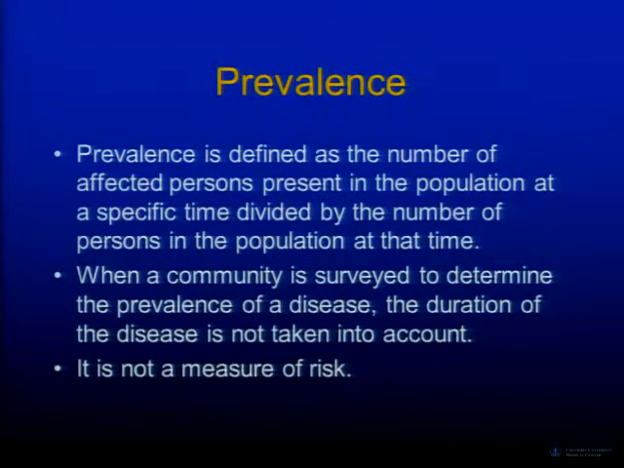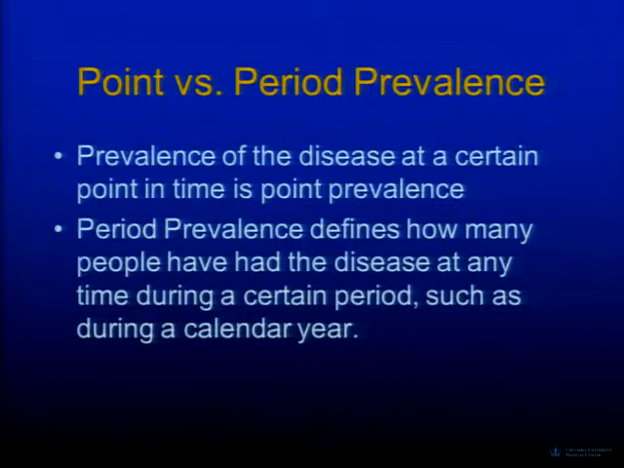Now, in terms of prevalence, there are also 2 ways to look at it. We can have either point or period prevalence. The prevalence of a disease at a certain point in time is called point prevalence. In other words, today I want to know what is the prevalence of asthma in this class. I could do that today. Period prevalence defines how many people have had a disease at any time during a certain period, such as during the whole last year. So you can actually have a time span during which you look at that.